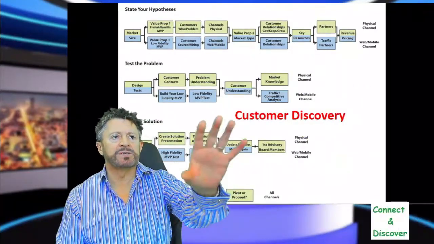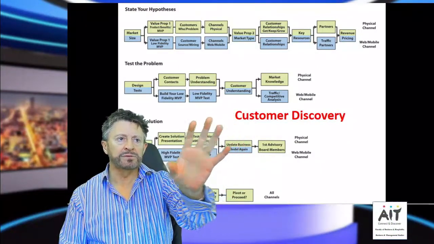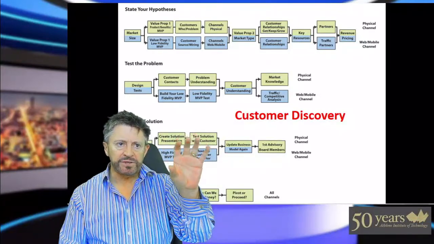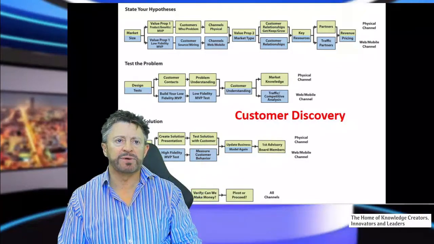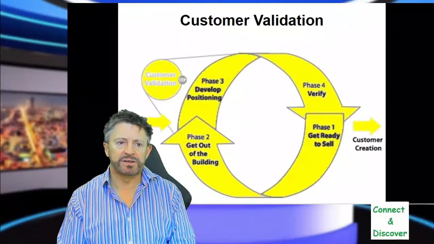I'm not going to bother explaining this, but it's the same thing: how you're going to state your hypothesis. It's like a flow chart, and how you put together your test and your models and so on, and get information back. Physical challenge or web and mobile challenges. And so customer validation, the same thing.